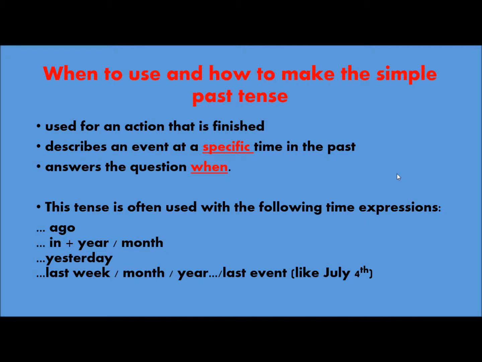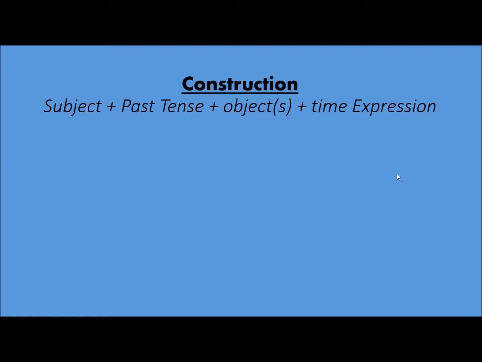The simple past tense is used for an action that is finished. It describes an event at a specific time in the past and often answers the question when. This tense is often used with the following time expressions: ago, in a year, like 1999, in a month, yesterday, last week, last month, last year, last July 4th, my last birthday.